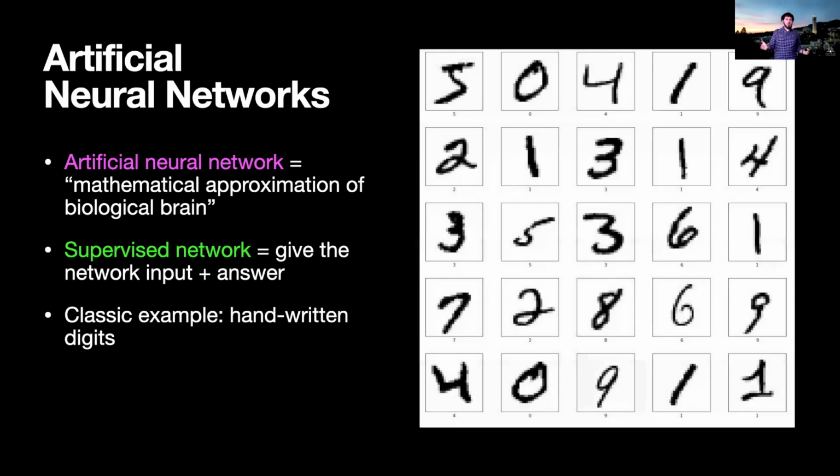So a classic example, the hello world of machine learning applications, is handwritten digits. The input data is actually a 2D grid of pixels of captured and digitized handwritten numbers.